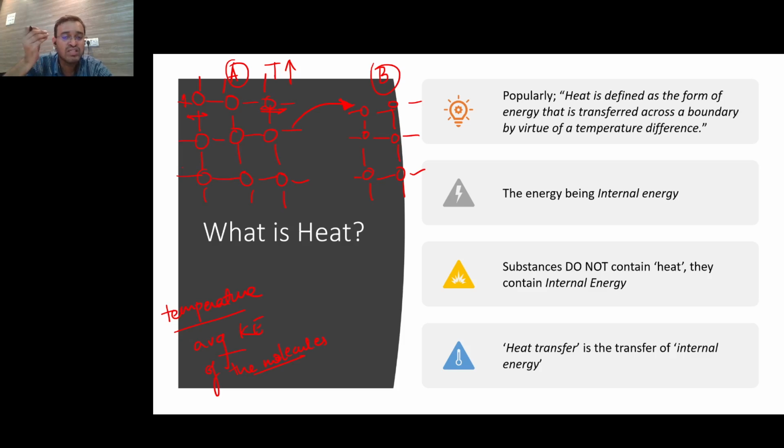So what is happening right now, from our normal understanding, is that we are talking about heat transfer. So what is heat transfer? Heat transfer is nothing but the transfer of this internal energy by virtue of temperature. And what is again temperature? Temperature is nothing but the average kinetic energy of these molecules. I really hope that these concepts are really clear to you.